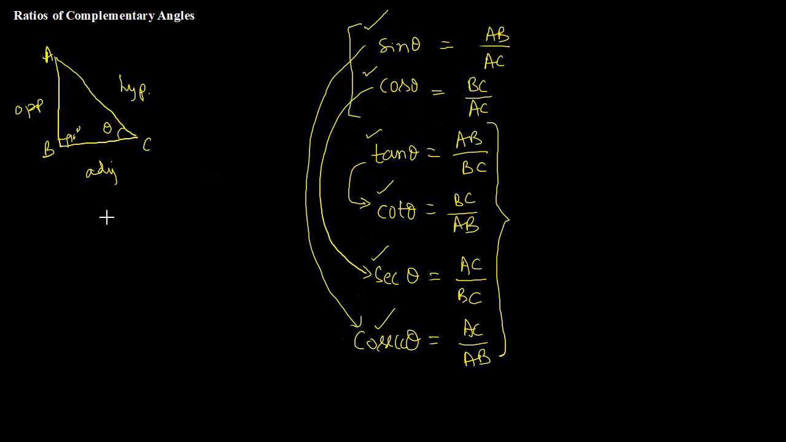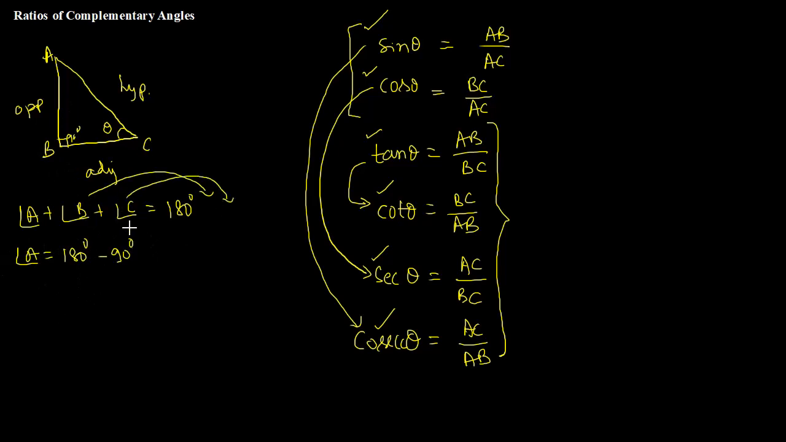Now, angle sum property: angle A plus angle B plus angle C is equal to 180. We need to find angle A. Angle A is equal to 180, and if I transpose, that will be minus B, which is minus 90, and on the right hand side, C, which is minus theta. Plus becomes minus. So angle A is 180 minus 90, which is 90 minus theta. So this angle is going to be 90 minus theta.